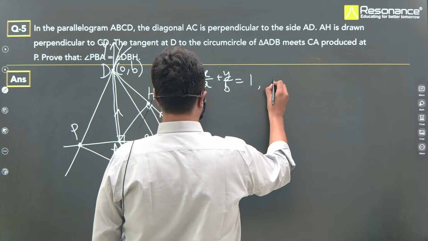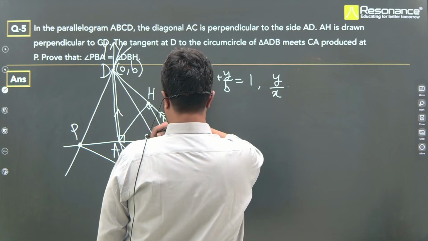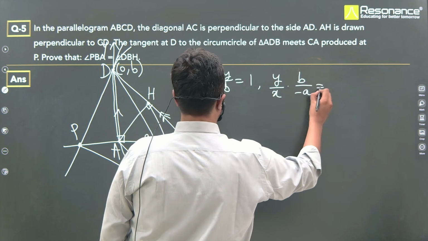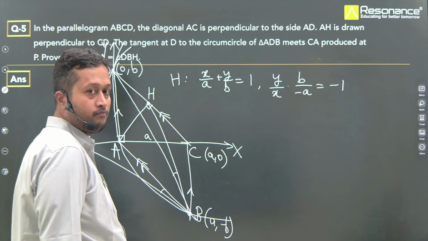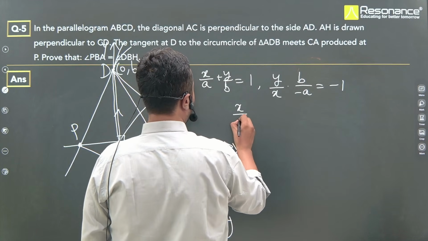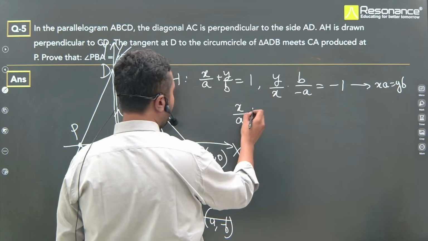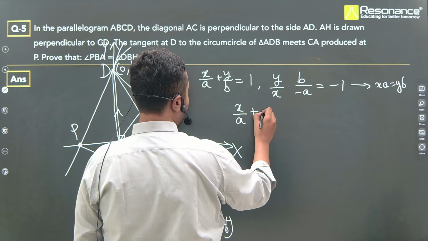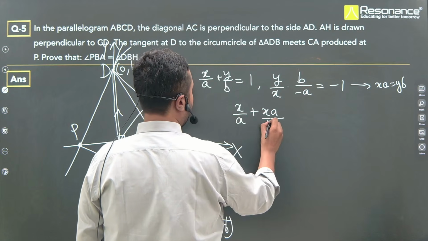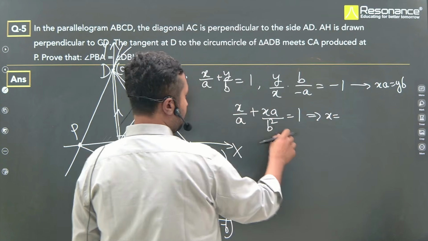So that slope will be y by x times the slope of CD, which is b by minus a, is equal to minus 1. So that tells us that xa is equal to yb, right? So xa is equal to yb. So that tells you that x by a and y is how much? Xa by b. And there's one more b, so that's b square. So x is a square plus b square.